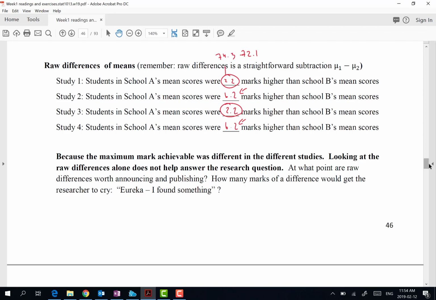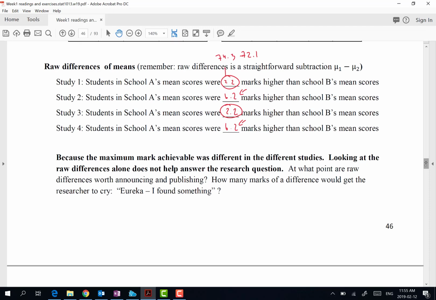What was the research question? Is a teaching method at school A more effective than in school B? Are school math marks on a test higher in school A than school B? Okay, so a difference of 2.2 in study 1 is not the same as a difference of 2.2 in study 3, and we'll see how.